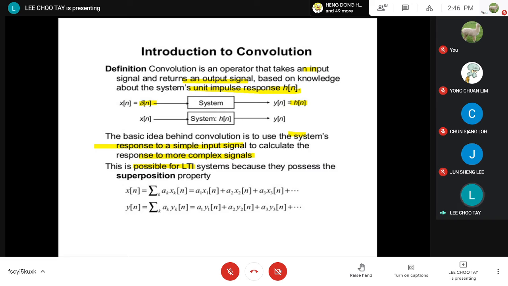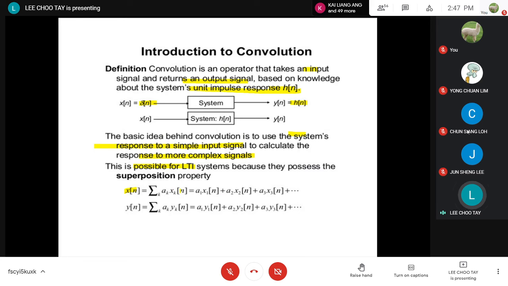Now let's take an example. I have a discrete input x[n]. x[n] is basically a sum of various inputs for different n values. I add up all the values of x at different n, multiplied with the coefficients, and I combine all these signals. That is my x[n].